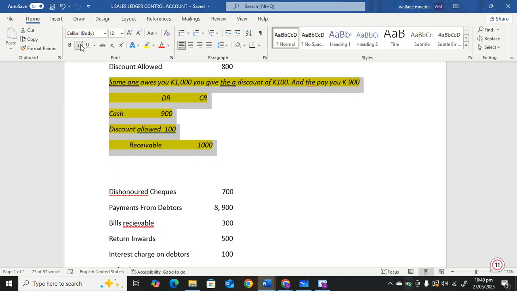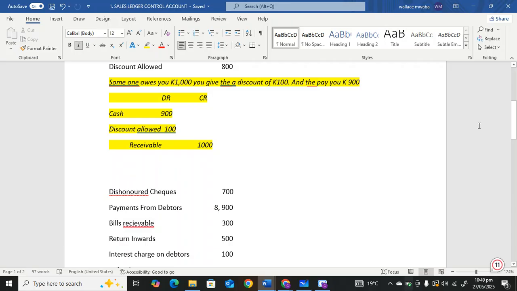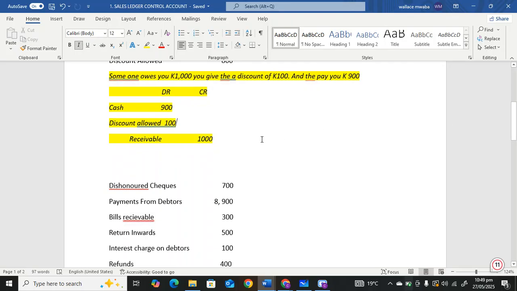Because it's reducing the amount that is being owed to you. So whatever is reducing the amount being owed to you goes on the credit side. So just remember, with every transaction we'll be doing in these examples, where the receivable appears, that's where it's going on the control account. Okay, colleagues?